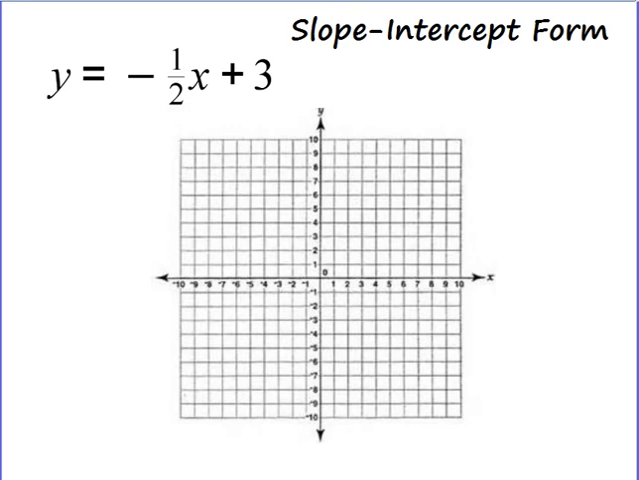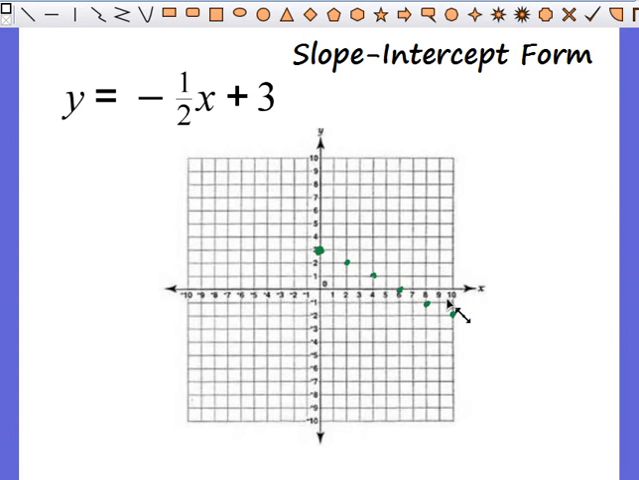One more slope-intercept form. This time my y-intercept is telling me it's positive 3. My slope is negative 1/2. That's telling me to go down, then right. Down 1, right 2. Continue the pattern as much as you can to make your graph awesome.